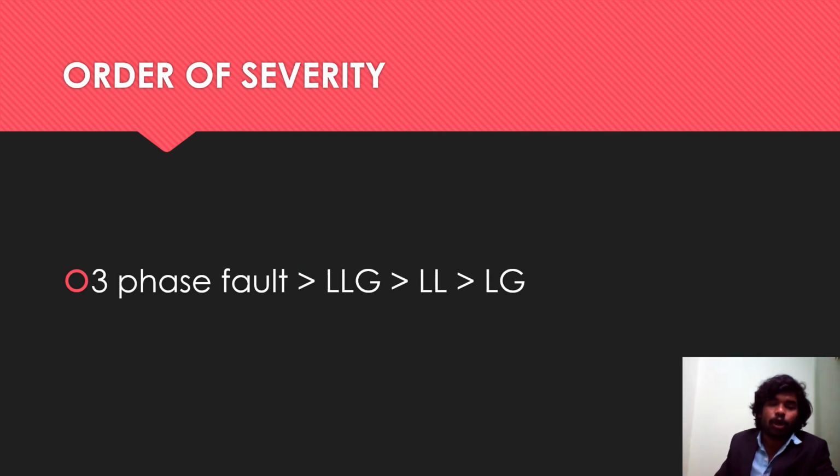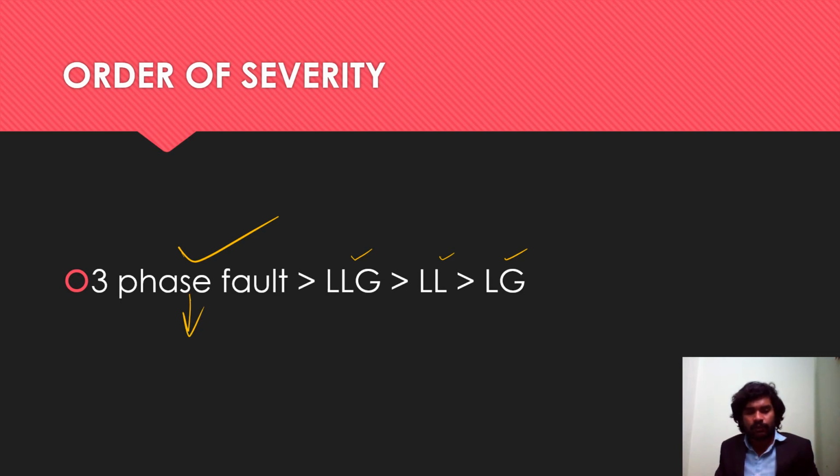Now let's see the order of severity, in the sense of which fault can cause more damage. More damage means it can draw more current, an abruptly, dangerously high value of current. Then three-phase faults are the most dangerous, very dangerous. The next most dangerous is the LLG fault, then LL, and the least severe is the LG fault. So I can say three-phase faults, LLL or LLLG, are the most severe, and the LG fault is the least severe.